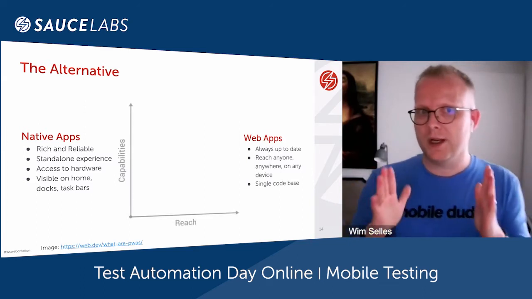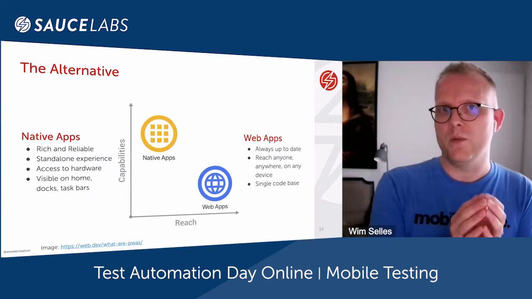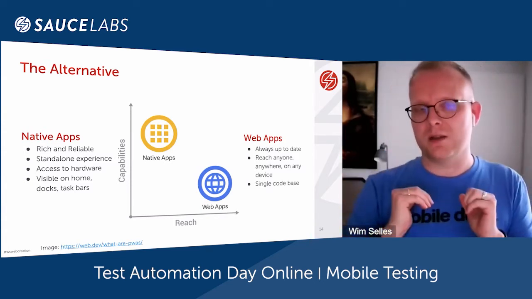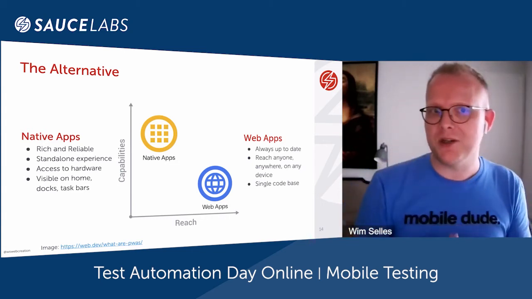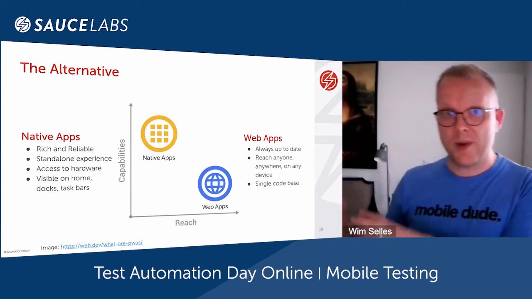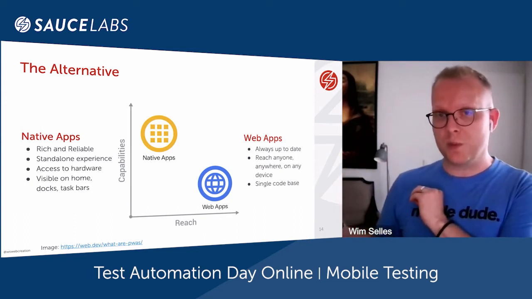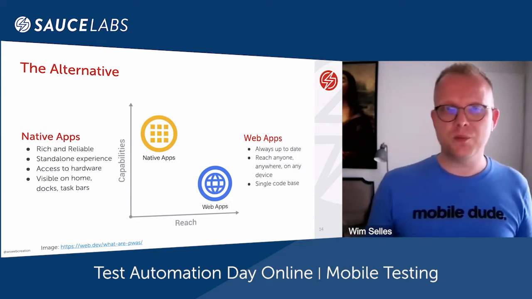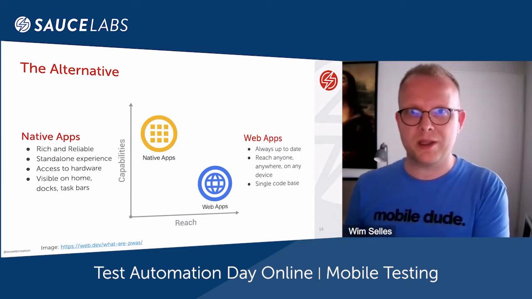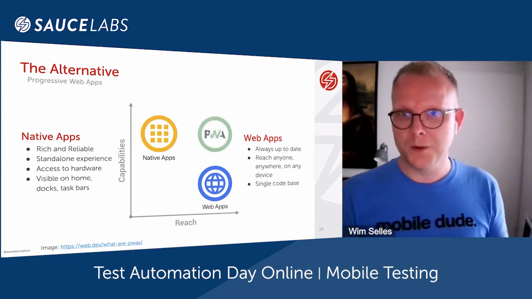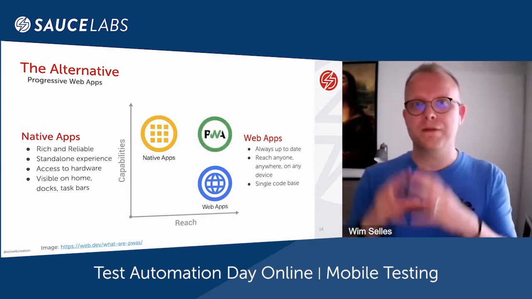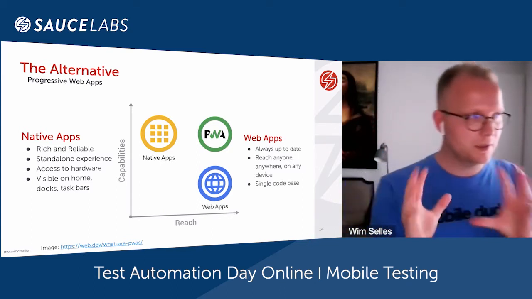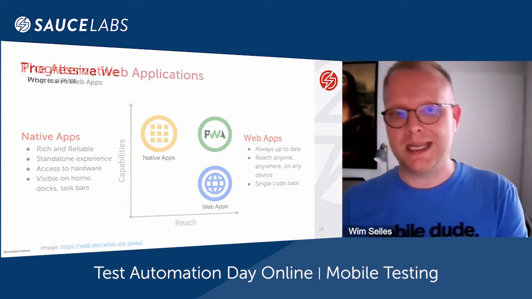If we would use a graph for this, where we say, okay, we've got capabilities and reach, then you would get something like this, where you would see native applications have a lot of capabilities. Web applications have a very good reach to people. But if we're talking about PWAs, how should we position them? What's the difference between a web application and a PWA? Well, first of all, they fill the gap. They've got a lot of capabilities and they've got a lot of reach. So let's take a look at what a PWA is.